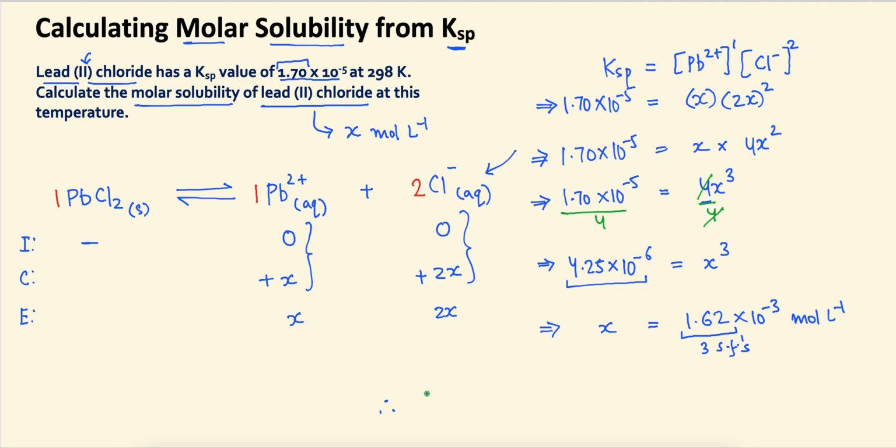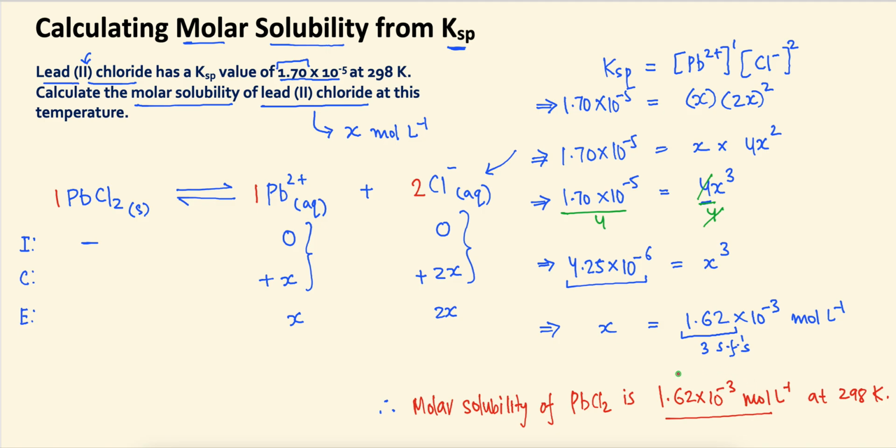Therefore, the molar solubility of PbCl2 is 1.62 times 10 to the minus 3 moles per liter at 298 Kelvin, which means that if at 25 degrees Celsius or 298 Kelvin, you dissolve more than this many moles, then the PbCl2 will precipitate out, right? So if you dissolve this many moles at 298 kelvins, this is going to form a saturated solution, right, which is the molar solubility.